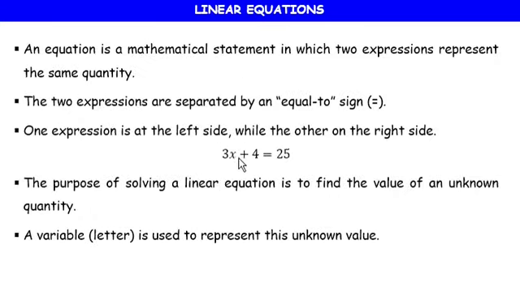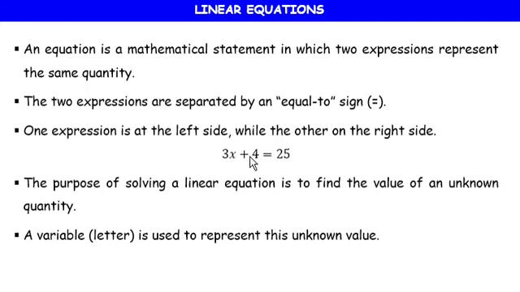Here we had 3x + 4 = 25. In the end we have to get x is equal to a number, x is equal to something. So it presupposes that anything that is attached to the x must be moved to the opposite side. In the end x must stand alone. That is the purpose of solving an equation. In the end, that variable or letter must stand at one side of the equation. So you should have x is equal to something.